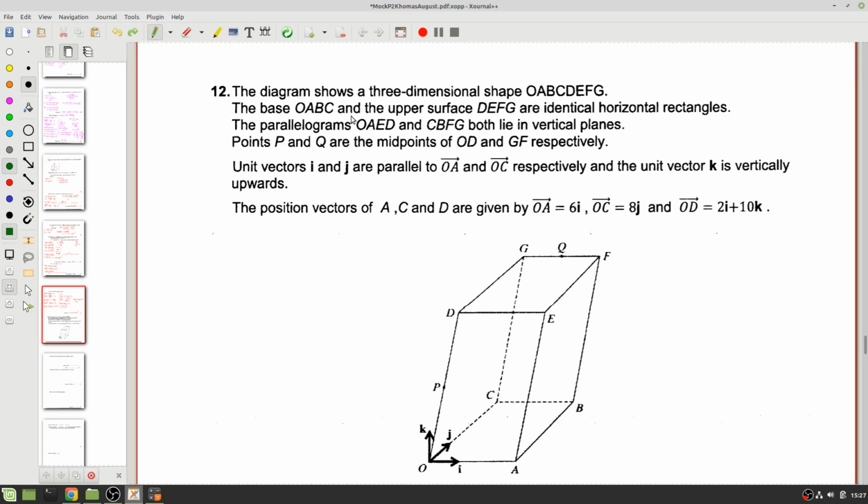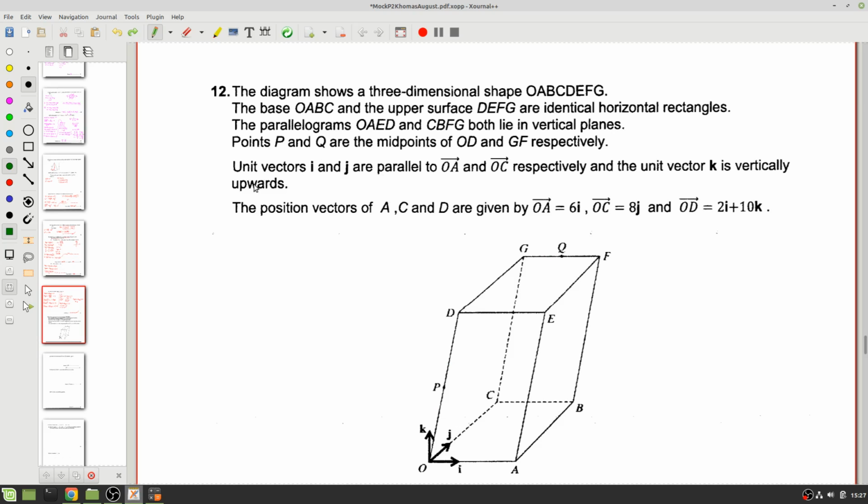Now the parallelograms OAED, so the front, and the back, CBFG, both lie in vertical planes. Alright, and points P and Q are the midpoints of OD and GF respectively. So this is the midpoint, which means these two lines are equal in length and these two lines are equal in length.